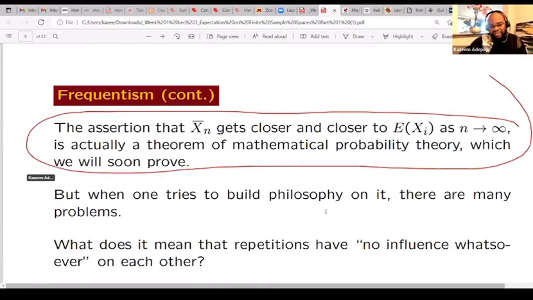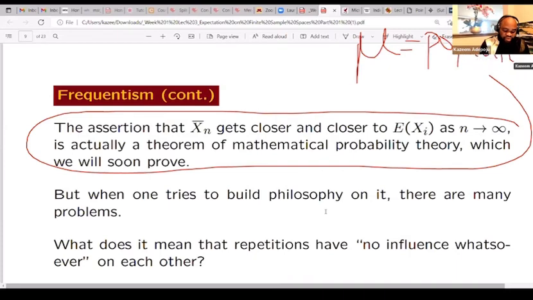Look at that. That is the assertion that the x bar gets closer and closer to the expectation as n tends to infinity. And that is actually a theorem, a mathematical probability theory, which we can prove. I'm actually going to prove that later. And that also explains the reason why we're looking for the population mean. This is a population mean. This is the average that we're looking for.